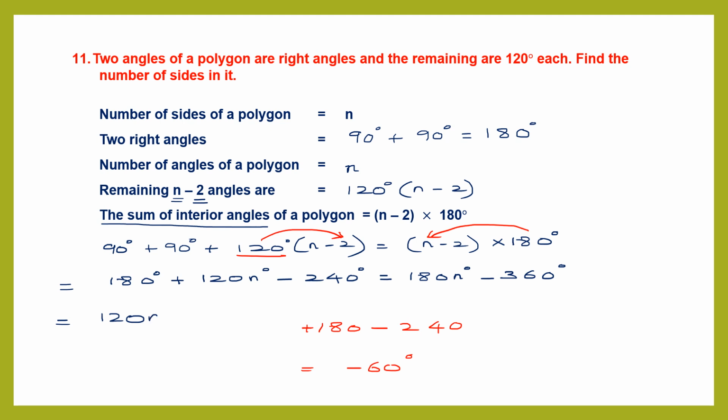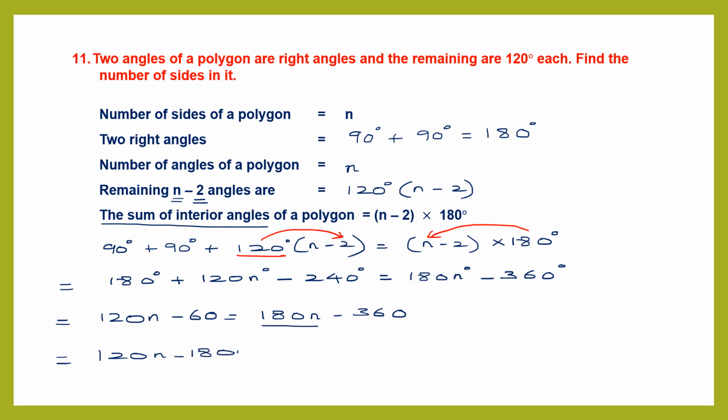120n degrees, or simply n minus 60, is equal to 180n minus 360. So now let's get all the like terms together. Let's move this minus 360 to the left hand side. So it becomes 120n plus 300 plus 180n. When you bring 180 this side, it becomes minus 180n. On the other side, we have minus 360 degrees. When we move this minus 60 to the other side, it becomes plus 60.